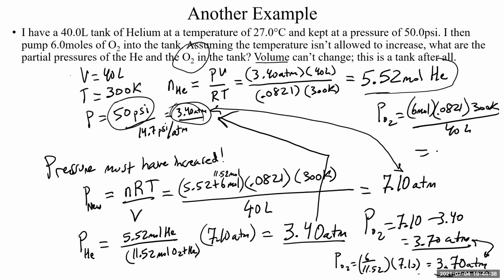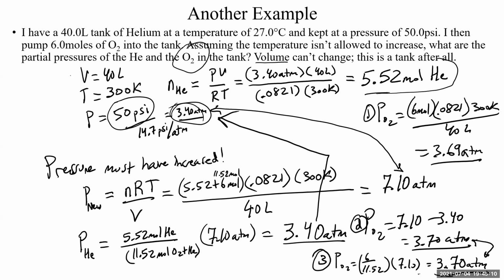6 times 300 is 1800, divided by 40 is going to be 45, if I'm not mistaken, times 0.0821, which gives 3.6945, or rounds to about 3.69 atmospheres. So yeah, any one of these methods could have gotten you the same answer.